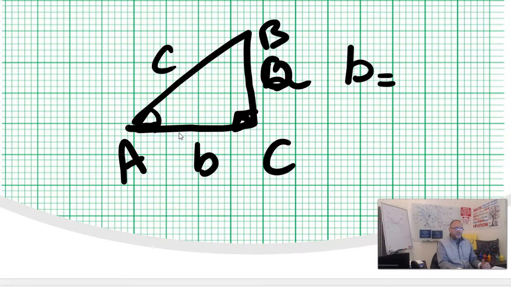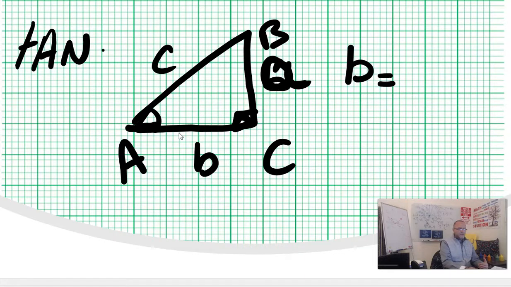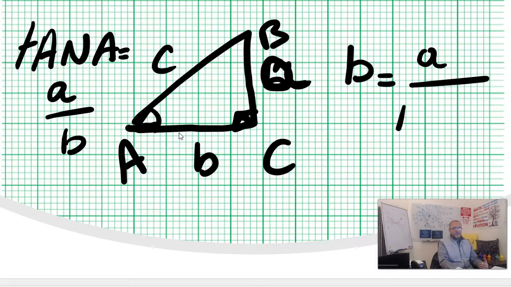B equals what? Remember, we've been using sine and cosine, but we also need to start using the tangent. The tangent helps a lot. The tangent is always the opposite side divided by the adjacent, A divided by B, so we don't use the hypotenuse. If I am to find B, B is A divided by the tangent of A. If I know my angle A, I know the tangent. If A is 45, the tangent of 45 is 1. So I can figure out B.